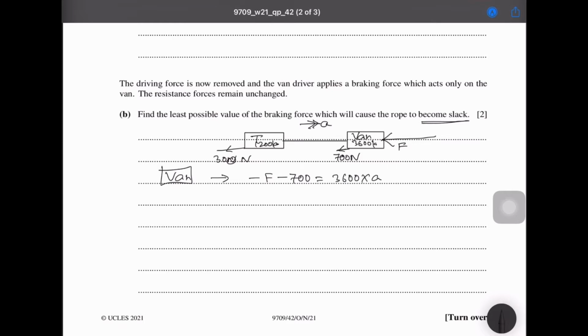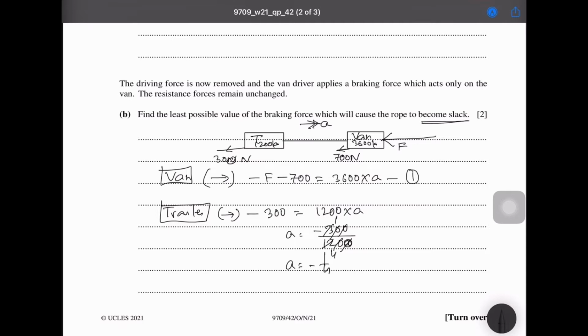And in the same way, let me consider the trailer. Resolving in the same direction, minus 300 equals mass times acceleration. So acceleration will be minus 300 divided by 1200. Now it is cancelled, so it will be 1 by 4. Acceleration will be minus 1 by 4.